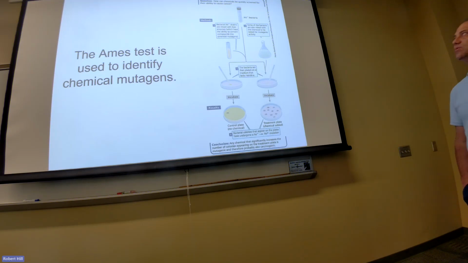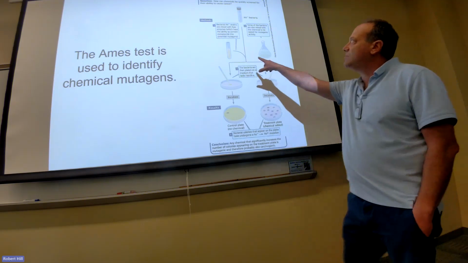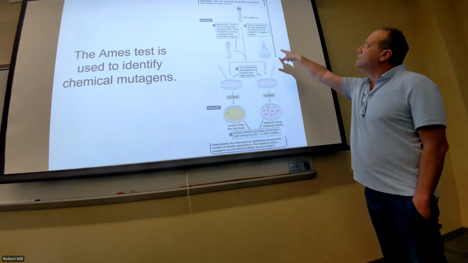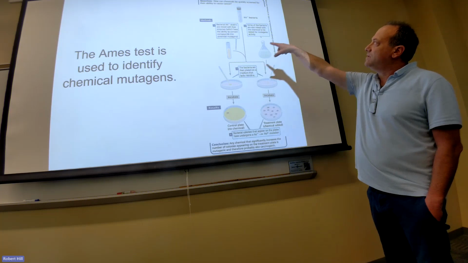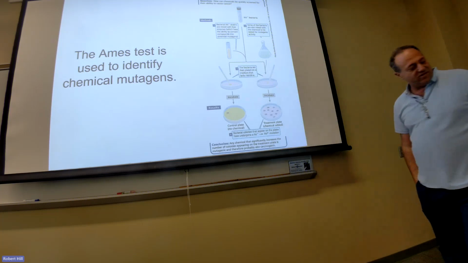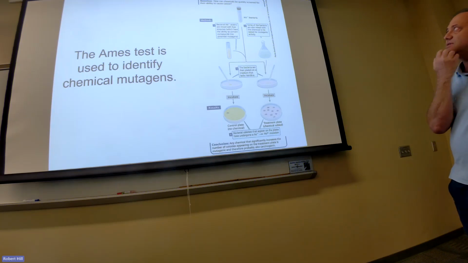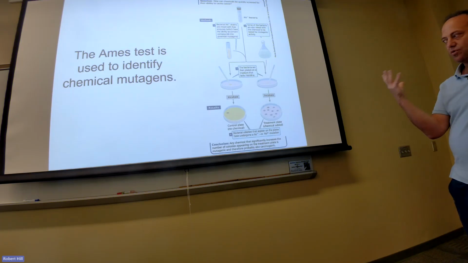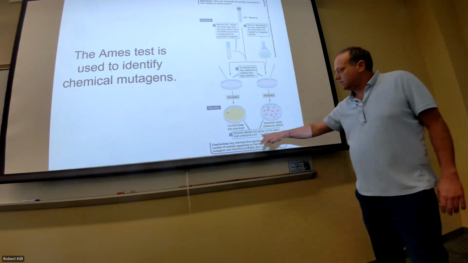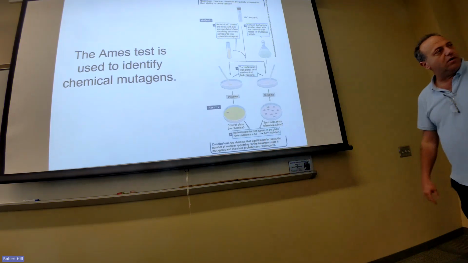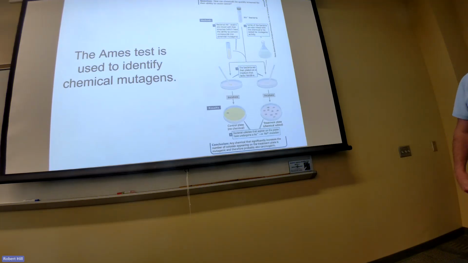All right, so you take whatever chemical you're testing and you mix it up with some liver enzymes to check the metabolites of that chemical. And you combine it with your His negative bacteria and you plate it out. And if the His minus has been restored to His plus, then the cells will grow on the media, and you can assume that that chemical is a mutagen.